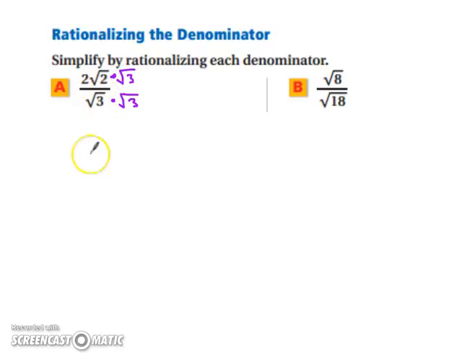when you push these together, we're going to leave the top by itself for a second. It lets me write the 2. If we look at our denominator, we have the square root of 3 times the square root of 3.